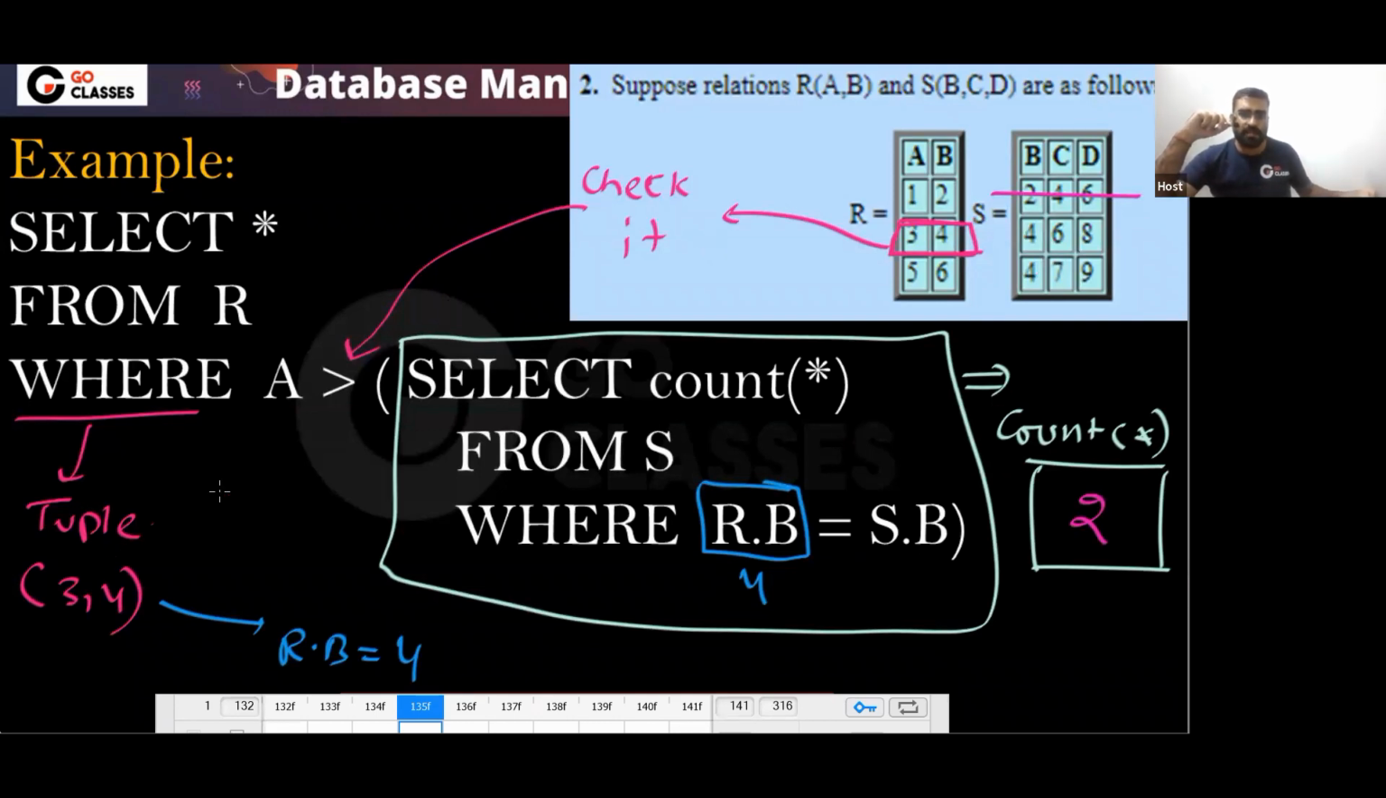So can I say the value of a is greater than 2? Can I say 3 is greater than 2? Yes. So this tuple will satisfy, and I can say this tuple will be in the output. So 3 comma 4 is in the output.